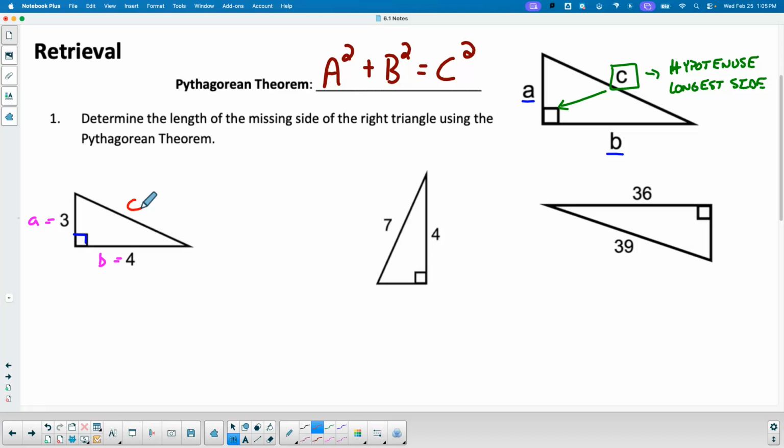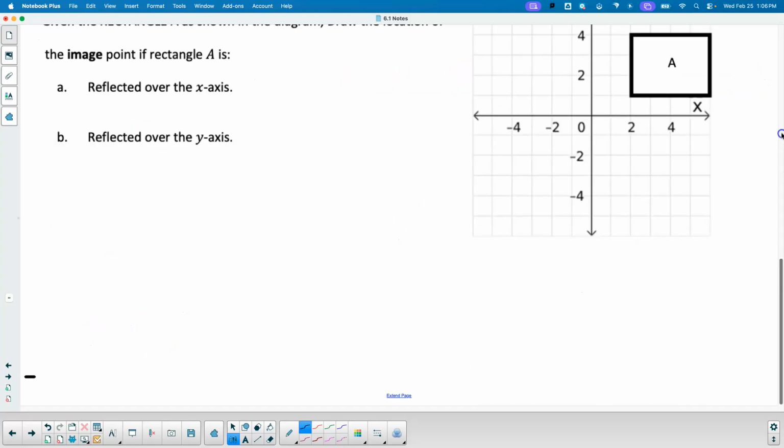So we could go setting up a squared plus b squared equals c squared. So then a would be 3 squared, B would be 4 squared, and that's going to be equal to c squared. 3 squared. Anybody? 3 squared. 9. 3 times 3 is 9. 4 squared, 16. So this is 9 plus 16. 9 plus 16, 25. Oh, tap the brakes. We're jumping here.